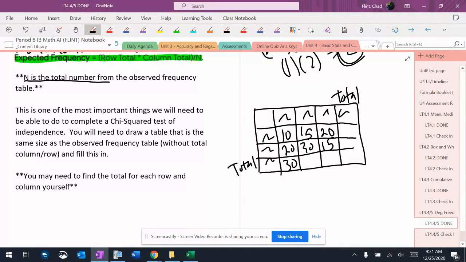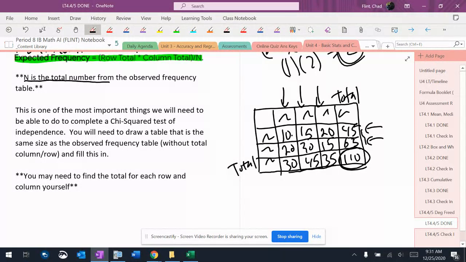So it would be 30, 45, 35 is the total for each of these going down. Then I'm going to find the total for each of these going across. So 10 and 15 and 20 is 45, and then 20 and 30 and 15 is 65. And then the grand total right here is going to be either the total across the bottom or the total down the side, which is going to be 110 either way.